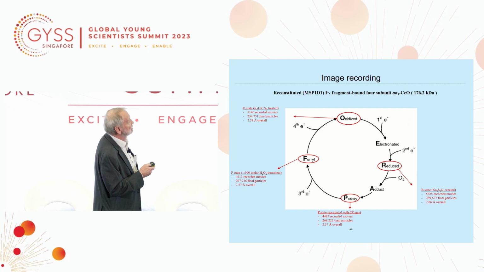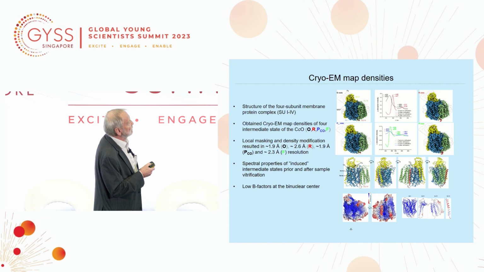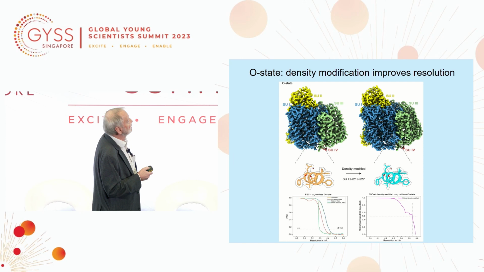So you see the spectra of these compounds. We got the structures of all these four intermediates. And we could also improve the resolution up to 1.9 angstrom. We checked the structures of the intermediate states, and we found low B factors at the binuclear centers, which means that the structure is pretty accurate around our binuclear center. And we also used a density modification procedure. So this is the original microscopic density. When you do the density modification, you can even see the holes in the density of the vinyl rings. So pretty good resolution.